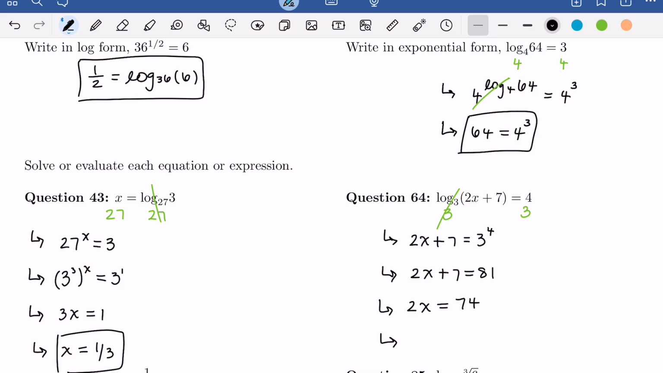And then divide by 2 on both sides. So this gives us that x is going to be equal to 37.